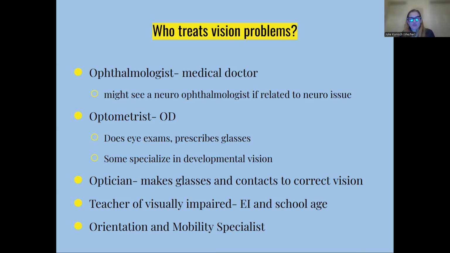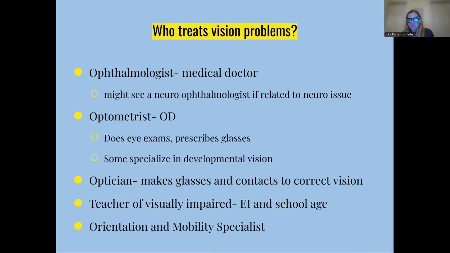Then there's the teacher of the visually impaired. If you work in early intervention or in school age, you will probably work with a teacher of the visually impaired on your interprofessional team. That is a teacher who has specialized in working with kids that have visual impairments, and their goal is helping them in their academic success in the school system with accommodations and compensations around school.